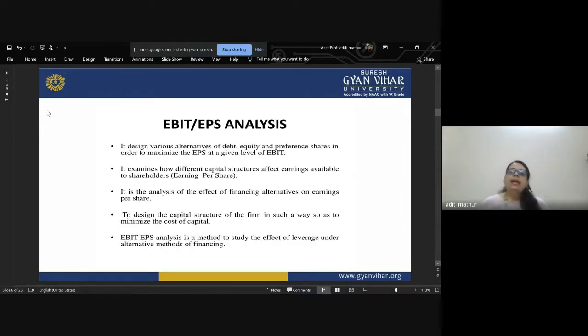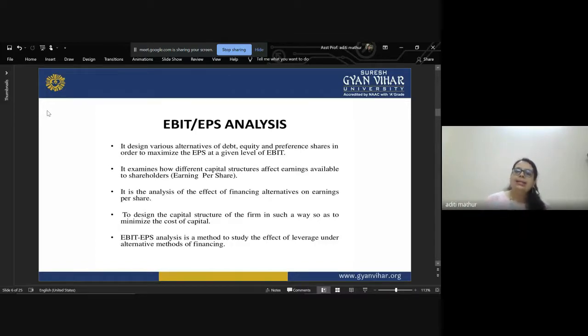So EBIT EPS analysis is designed to compare various alternatives of debt, equity and preference shares in order to maximize the EPS at a given level of EBIT. We have discussed the process, so this is one of the ways to explain that step-by-step process. The first step is to identify the different ratios between the different sources of your capital, and then examine how different capital structures affect the earnings available to the equity shares, that is the EPS. Then you draft and calculate the EPS at each level.